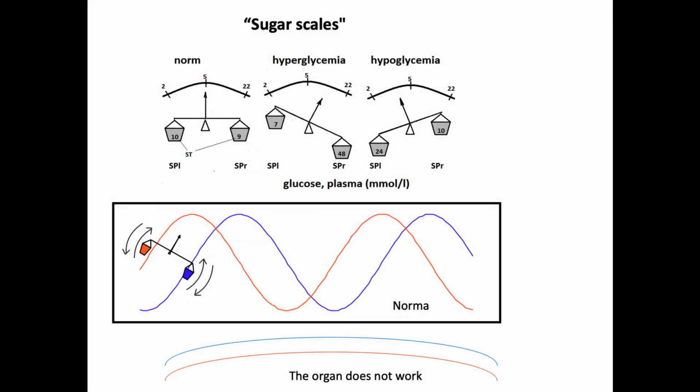Normally, these sugar scales are in constant motion and form the endogenous biorhythm of the pancreas. So, optimal blood sugar values are normally maintained. If the organ does not work, biorhythms are absent, and test parameters are always the same at different blood sugar levels.